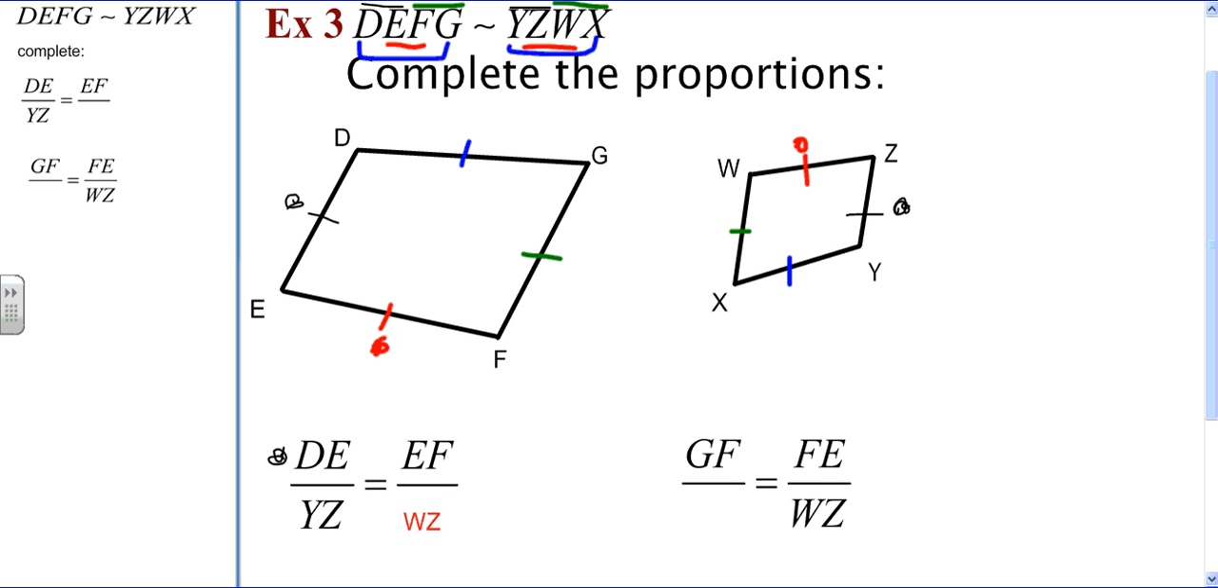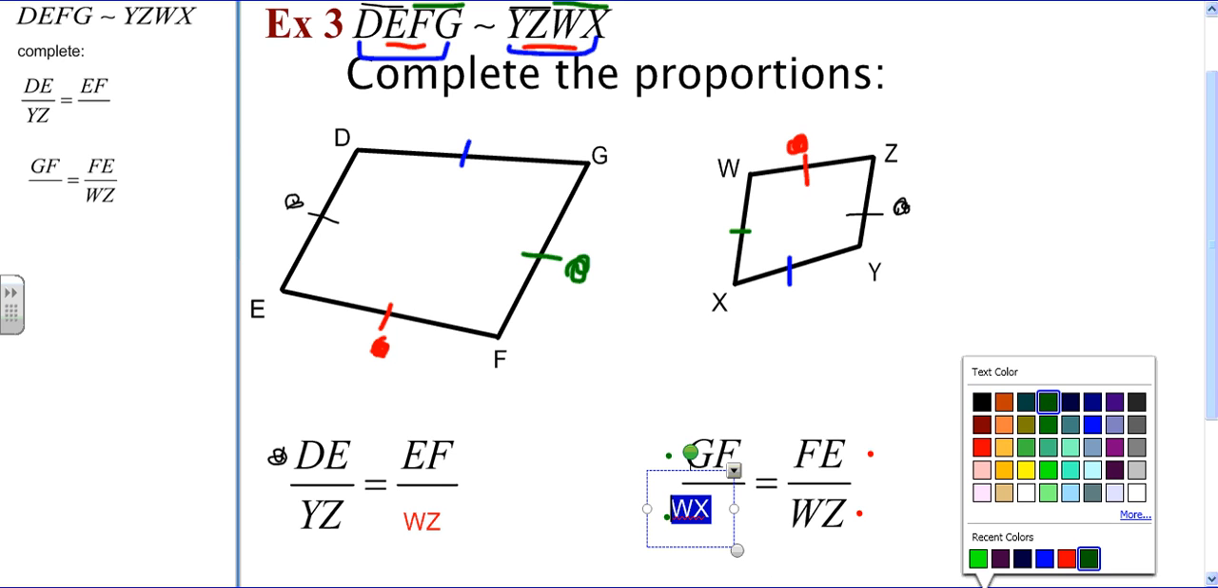All right, let's look at the next one. We have GF, so that's my green side over here, is to blank, as side FE is to side WZ. Well, side FE again was the red side. WZ was the red side over here. So what we need to do is figure out what was the green side of this second figure. And so green is to green as red is to red. So here we would fill in WX. That's the green side. Let's even go ahead and make it green so we know what we were looking for in our notes.